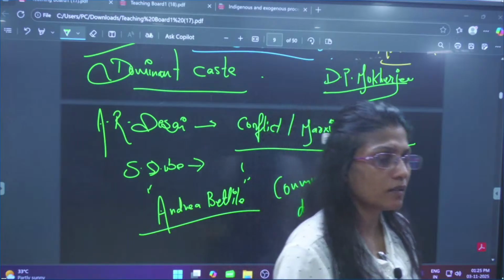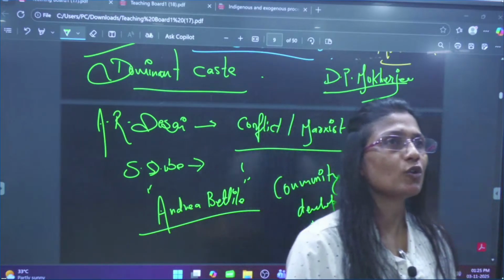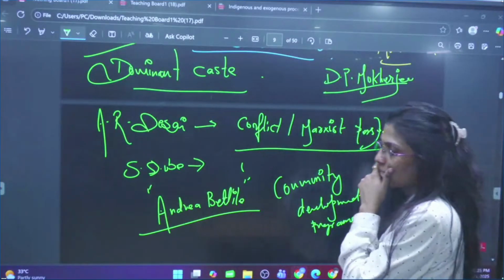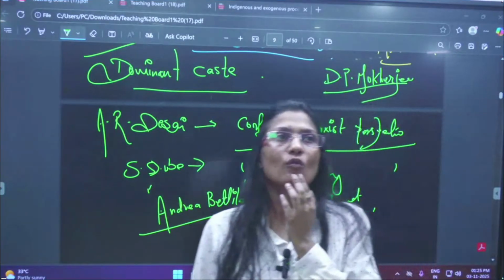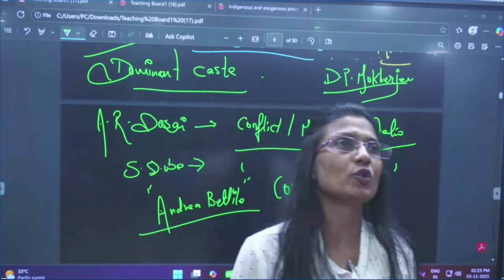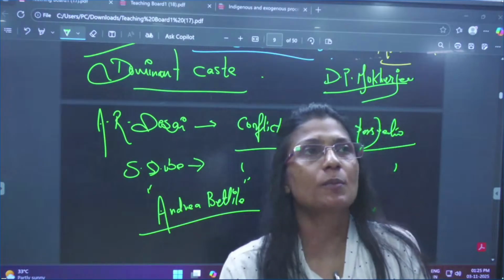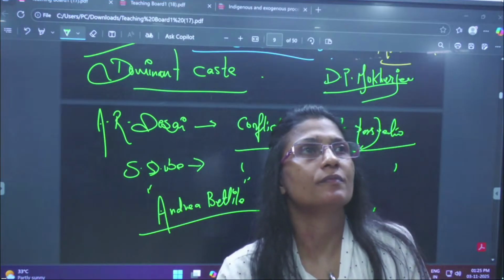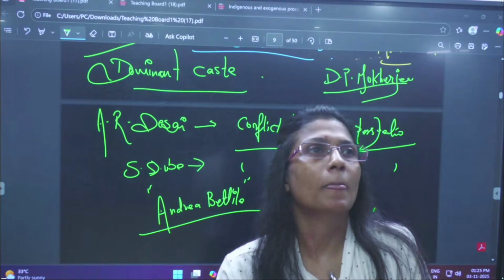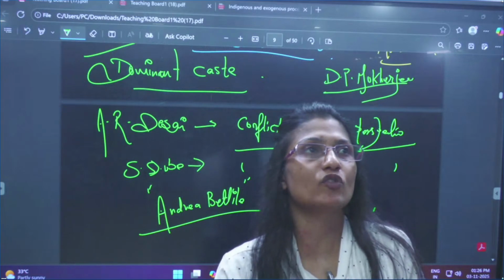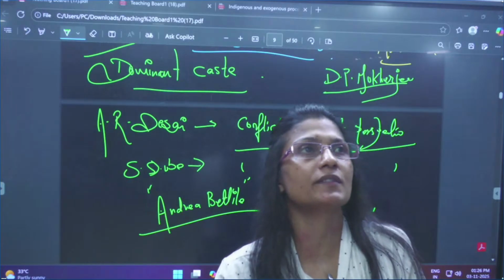Then there is one topic on this: Robert Redfield, 1941, folk-urban continuum. FOLK, folk-urban continuum. And also refer to A. R. Desai whenever we are talking about the peasants.